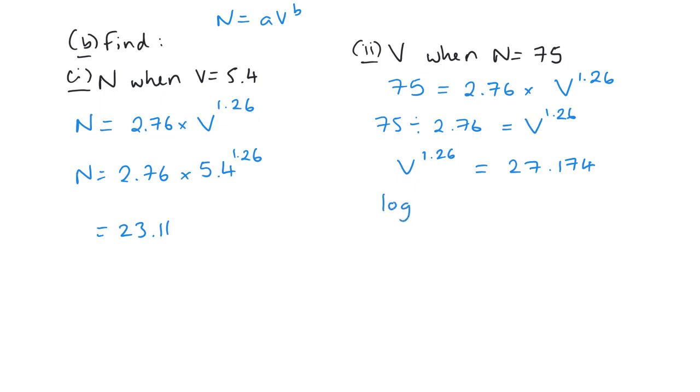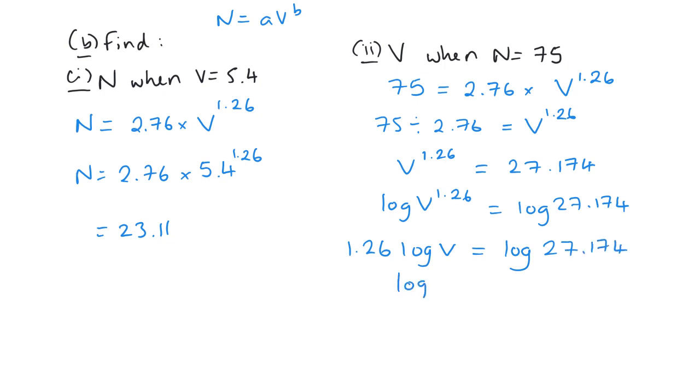Now you have to go back to the previous exercise when you're solving equations like this. We'll have to take logs at either side. Bring the 1.26 down. And then divide through by 1.26 and we'll get, so the log of 27.174 divided by 1.26 gives you 1.1382. And then if you use the inverse log button, so shift and log, you can find V, and it's 13.75. Okay, so that's one full question.